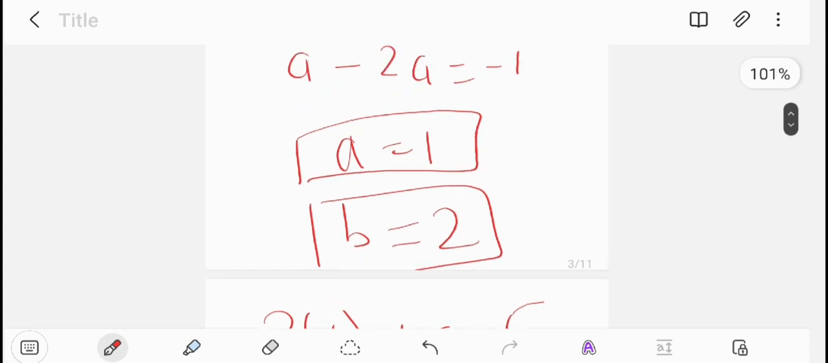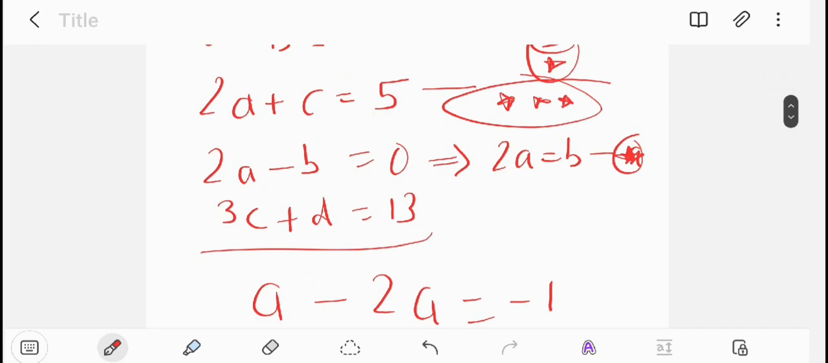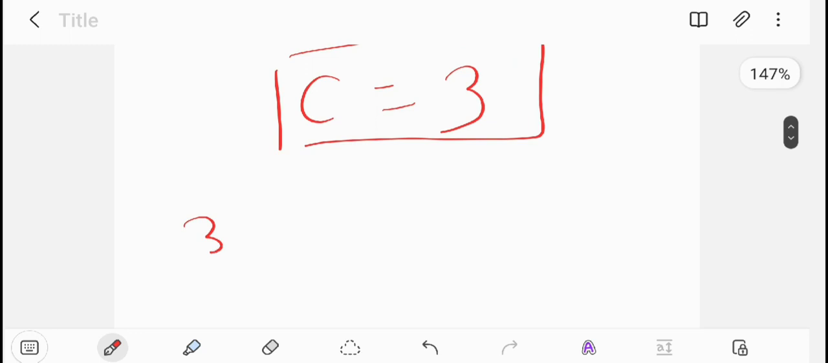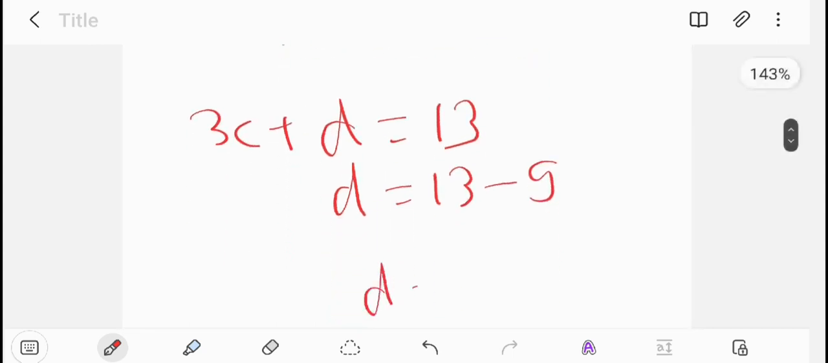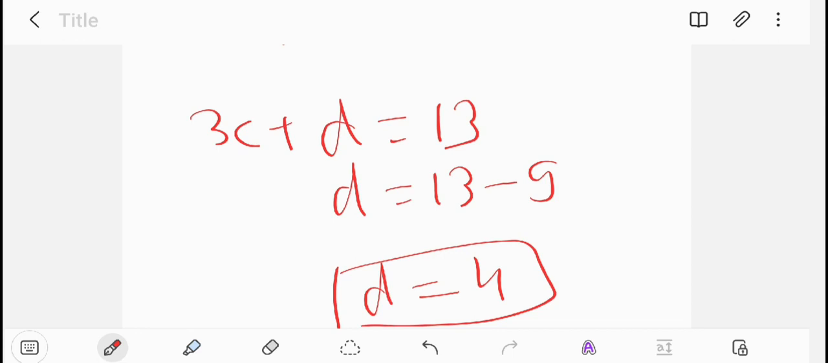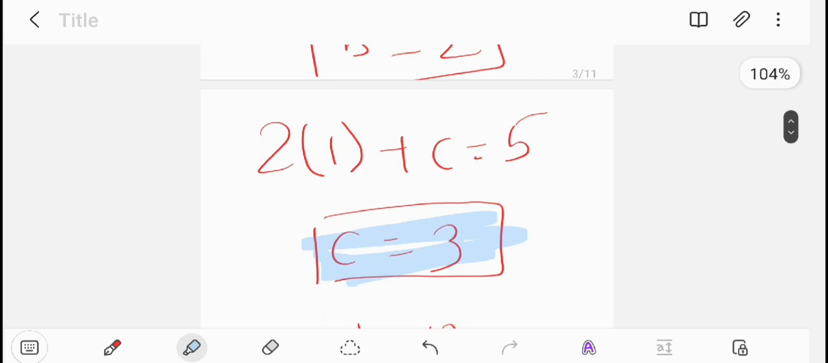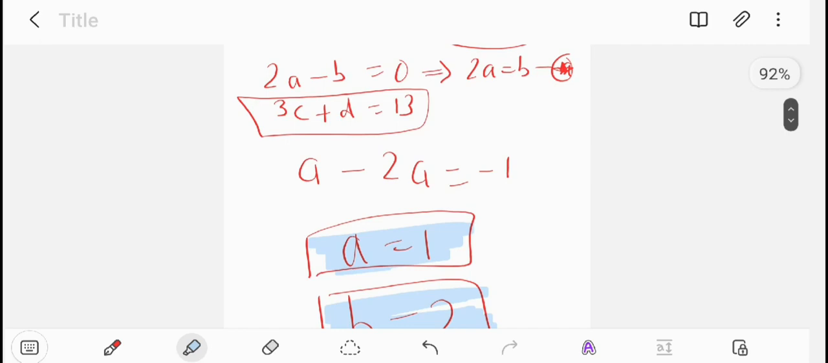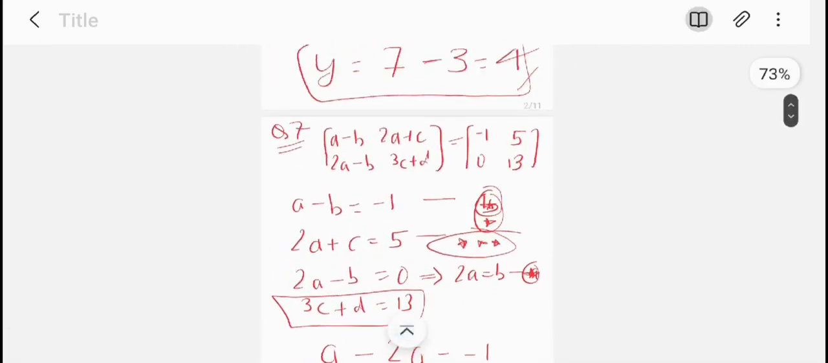Now what is the last value remaining? The D value is remaining, which we can easily find using the last equation, 3C plus D equals 13. So 3C plus D is equal to 13 implies D is equal to 13 minus 9, which implies D is equal to 4. So this is the D value, this is the C value, this is the A value, and this is the B value. These are the required values of A, B, C and D, which are satisfying the condition.